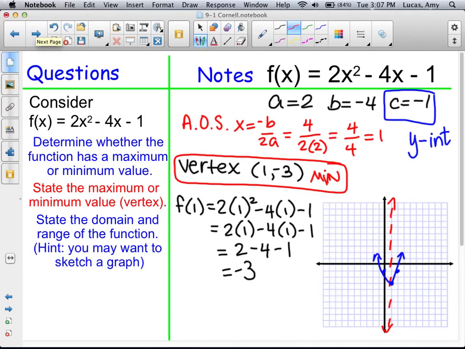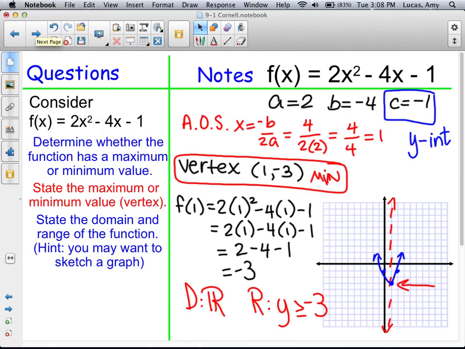So we've answered the first 2 questions. Domain, again, is all real numbers. We can put in anything we want for that x and solve it. The range is restricted again. The lowest point for the range is -3. The y-coordinate of the vertex is -3. All of the other points are above it, so my y values have to be greater than or equal to -3 for this quadratic.